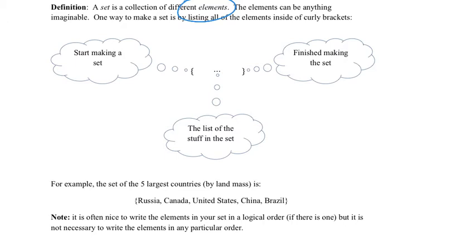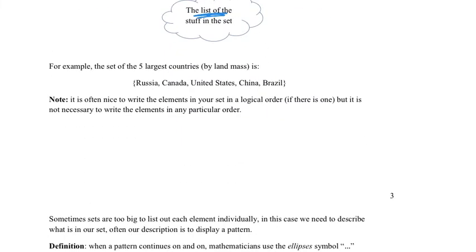So one way to formally build a set is just to list all of the elements. So this would be called set list notation. You can start making your set by opening up the curly bracket like we did in the warm-up problem and closing off the curly bracket when you're done your list, and everything in the middle is the list of stuff. Okay, so for example, you could list the 5 largest countries in the world: Russia, Canada, United States, China, Brazil.